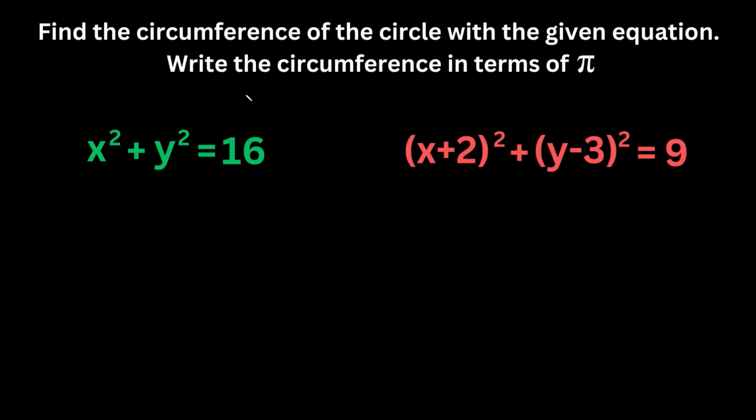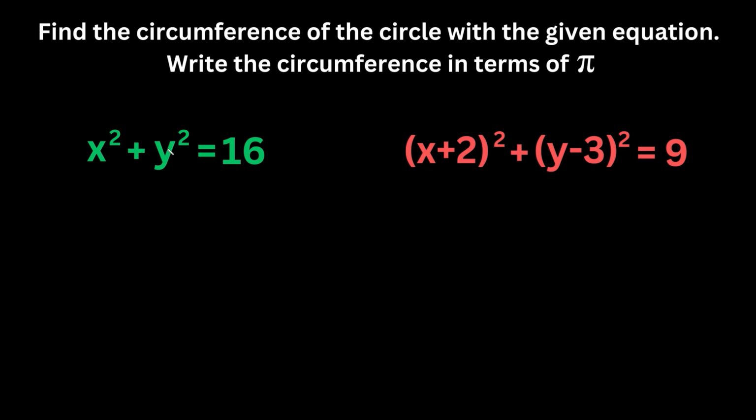So in this video, I'm going to teach you how to find the circumference of a circle when you're given an equation, right? So we're going to go over two examples here. The instructions, just to clarify, say: find the circumference of the circle with the given equation. Write the circumference in terms of pi, all right? So let's start with this one on the left.